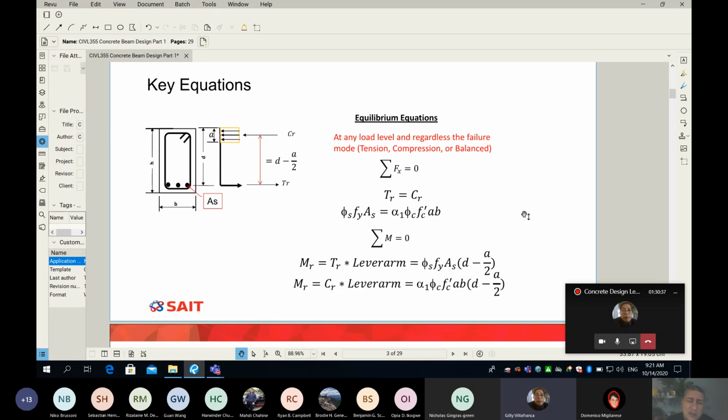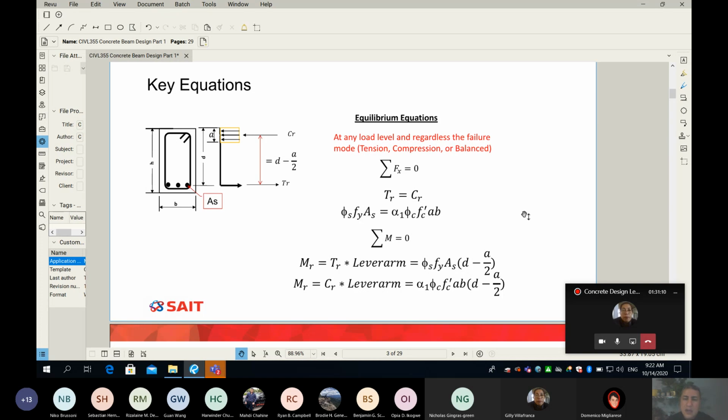We're starting our design from the equilibrium equations. Sigma forces in the x direction equal to 0. Remember, this happens no matter what, whether it's tension, compression, or balanced. No matter what, if you have a banana on your beam or your beam is about to fail, at all times there should be a balance between the compression force in concrete and the total tension force in rebar. It is not only in tension or compression, it's every time, all the time.